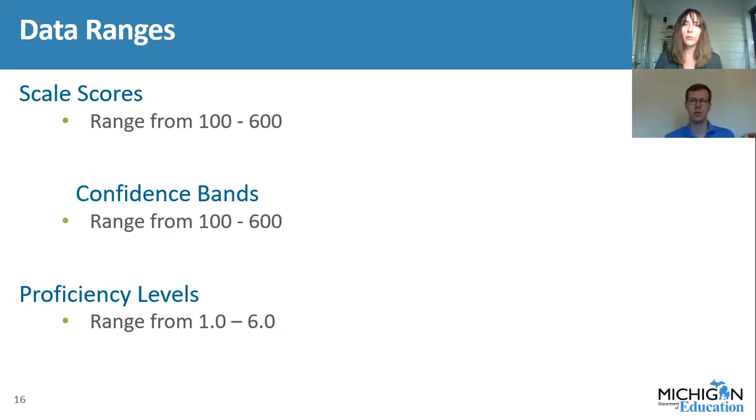All of your scale scores will fall between 100 to 600. Your confidence bands will range from 100 to 600 also. And your proficiency levels will actually range from 1.0 to 6.0. And it is possible for students to get 1.2 and so on, 3.5, etc. They are not whole numbers.